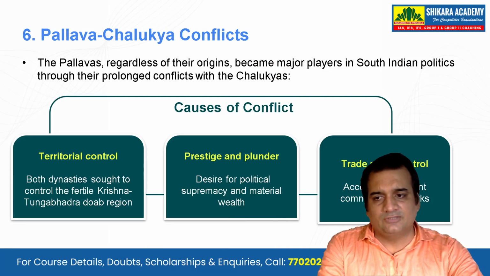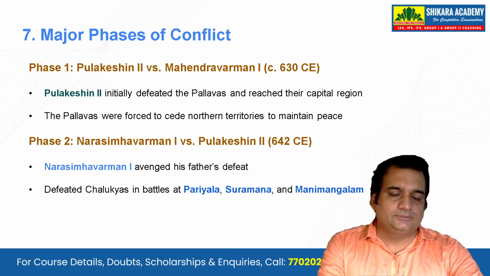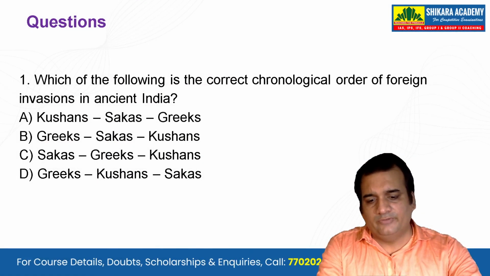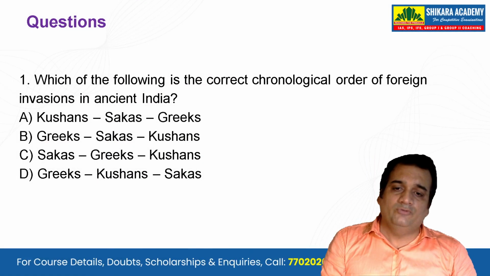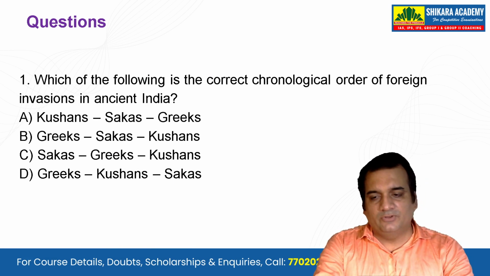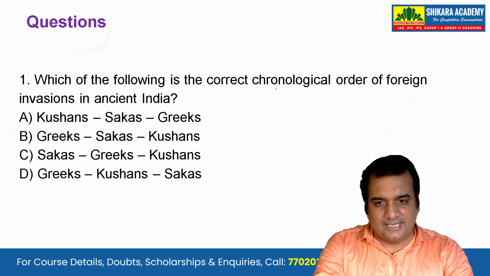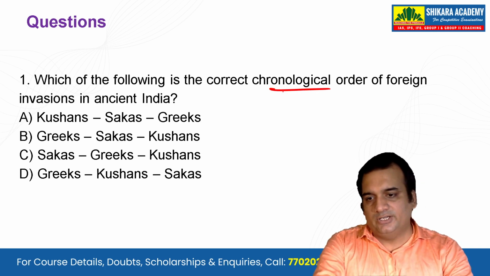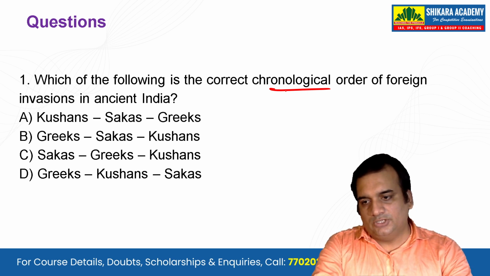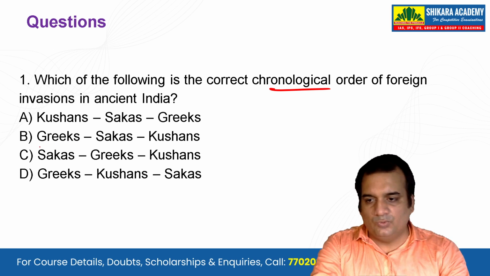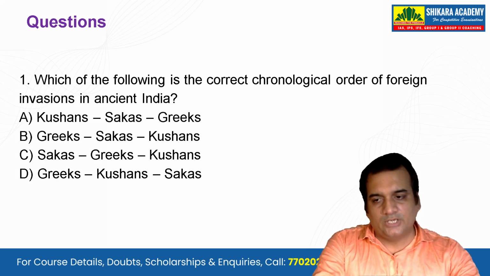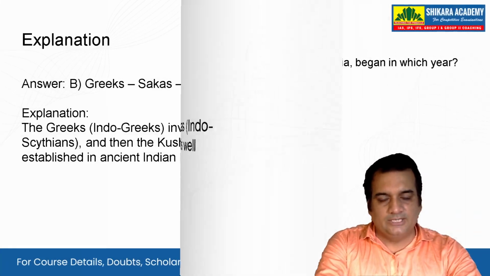In the next class we will be discussing the Kushanas, and in the Kushanas, the very famous Kanishka. But before we go, there are a few questions which we'll just see. Which of the following is the correct chronological order of foreign invasions in ancient India? If you see, the first to come were the Greeks, then came the Sakas, and then will come the Kushanas. So what will be the right answer? B will be the right answer.